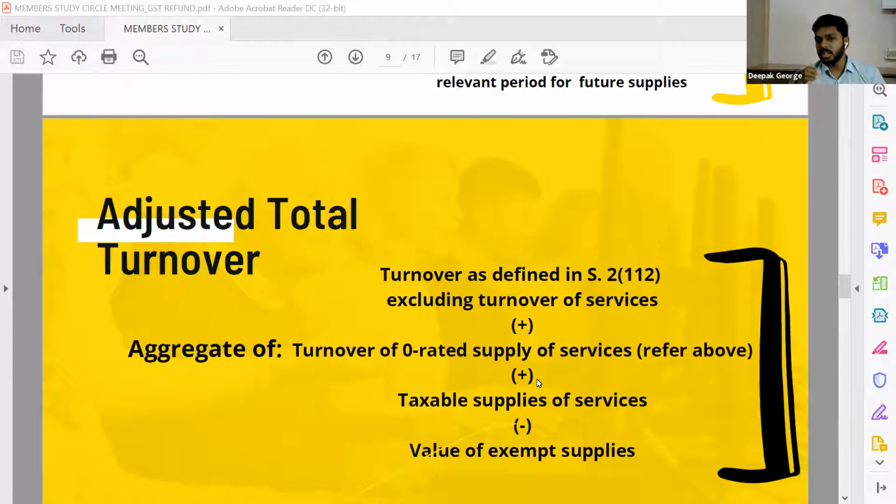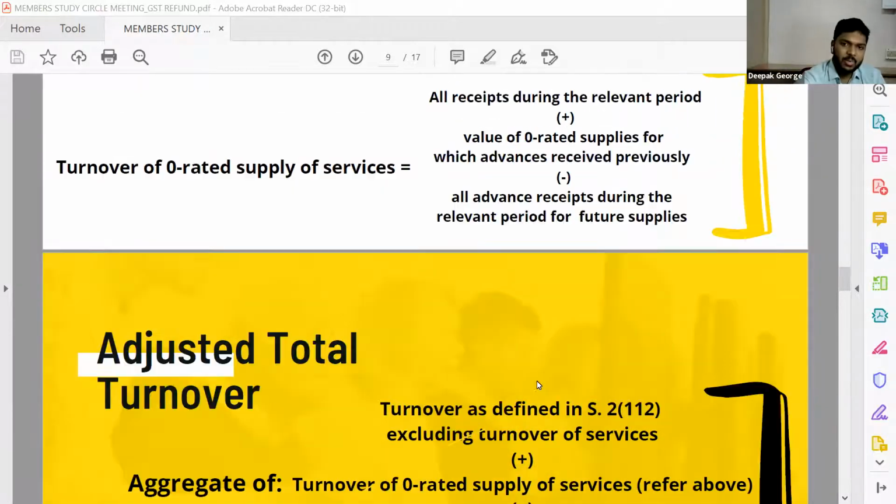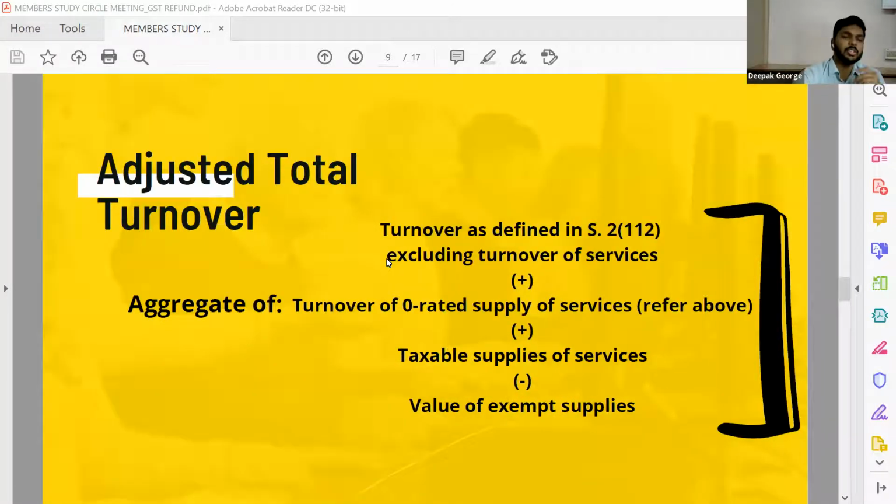So coming back to adjusted total turnover, it is the aggregate of 4 components. The first component is relating to goods, where it says that take the total turnover in the state, that is total turnover of taxable, exempt, export of goods. Why? Because they have said excluding turnover of services. The second, third, and the fourth component is relating to services, where you add the turnover of 0 rated supply of services, as we have read in this particular step. To that, you add taxable value, which is basically your domestic supplies of services. And to that, you deduct exempt supplies. And therefore, you will arrive at adjusted total turnover.